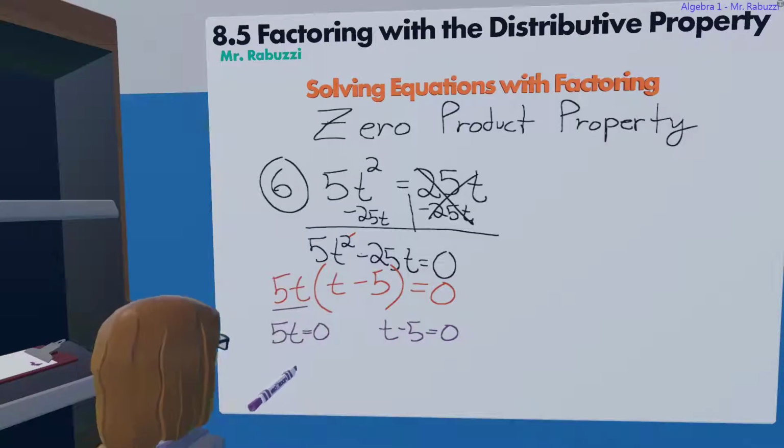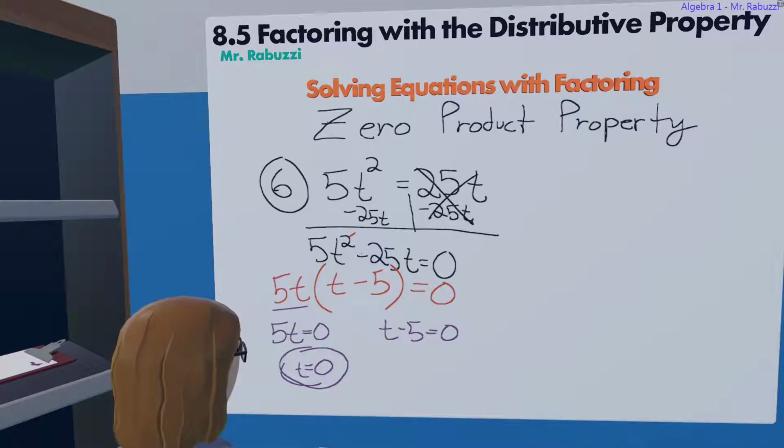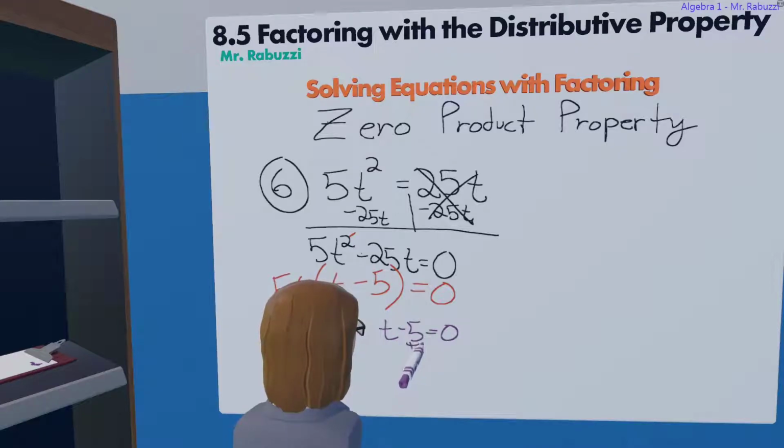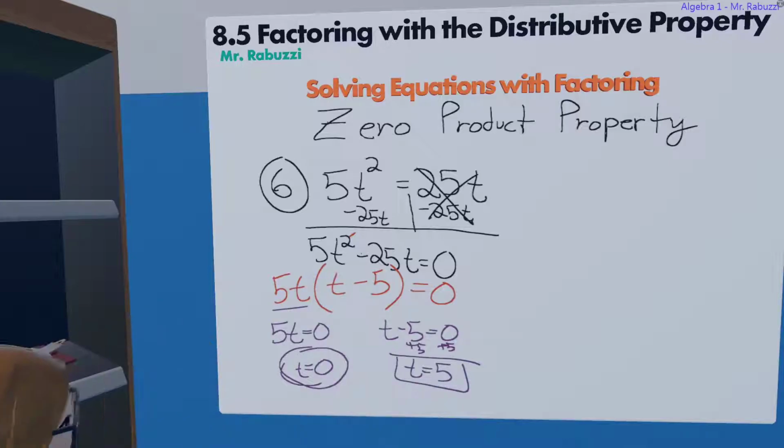Solve them, and you will get t equals 0. And add 5. T equals 5. So there's my two answers for this one.